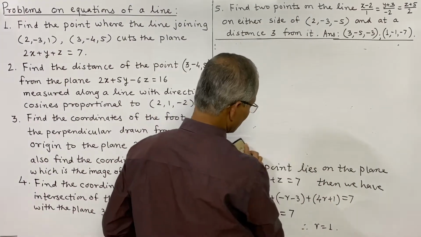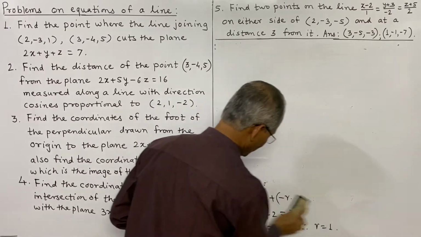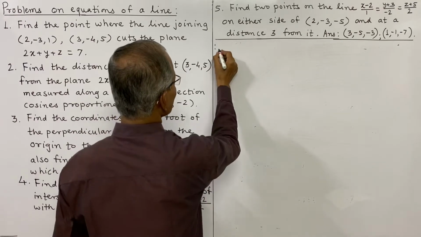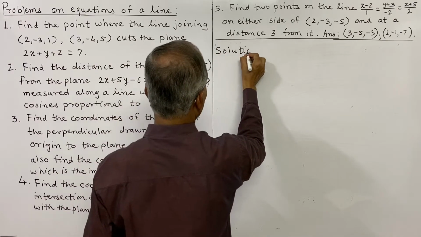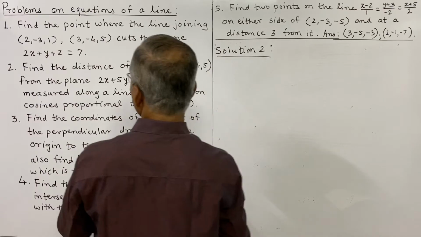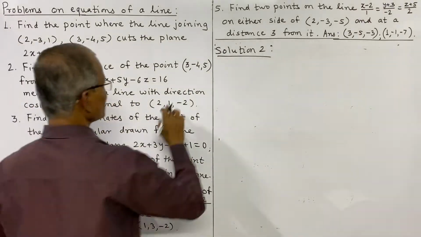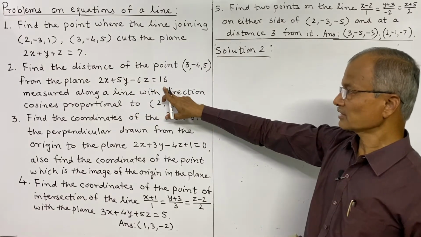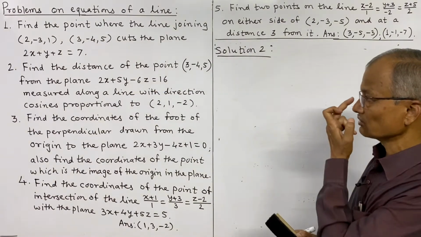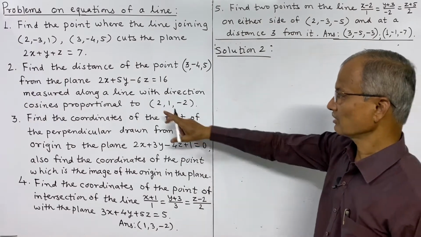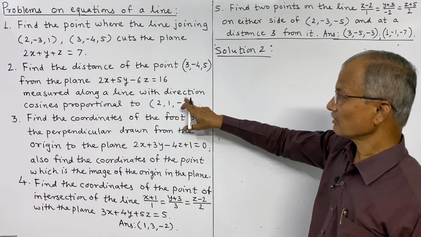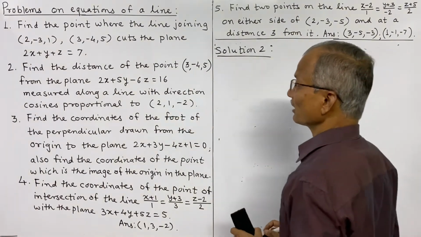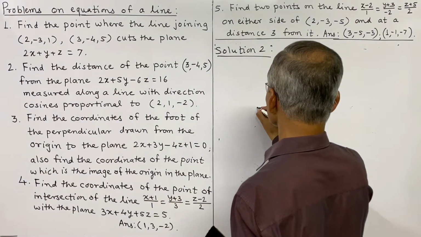Now we consider the solution of the second problem. See, the second problem, it is solution 2. Find the distance of the point 3, minus 4, 5 from the plane 2x plus 5y minus 6z is equal to 16, measured along a line with direction cosines proportional to 2, 1, minus 2. So we will have a figure for this.